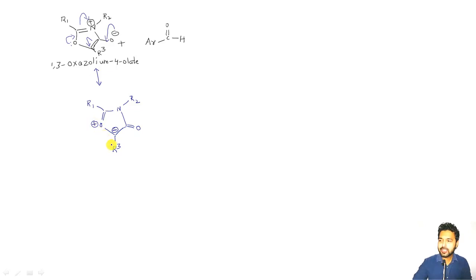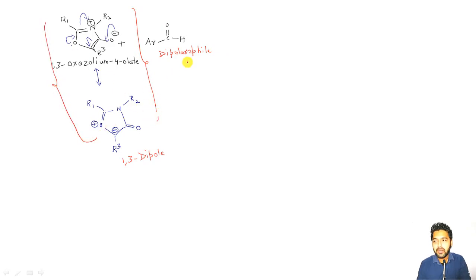So once again, you can observe this. This is my 1,3 dipole, and the carbonyl compound which I am having here, this thing, it is my dipolarophile. So once again, if I am interested in the reaction of this whole thing with my carbonyl compound, what type of reaction will this be? Once again, it will be some sort of 1,3 cycloaddition, the concerted mechanism.